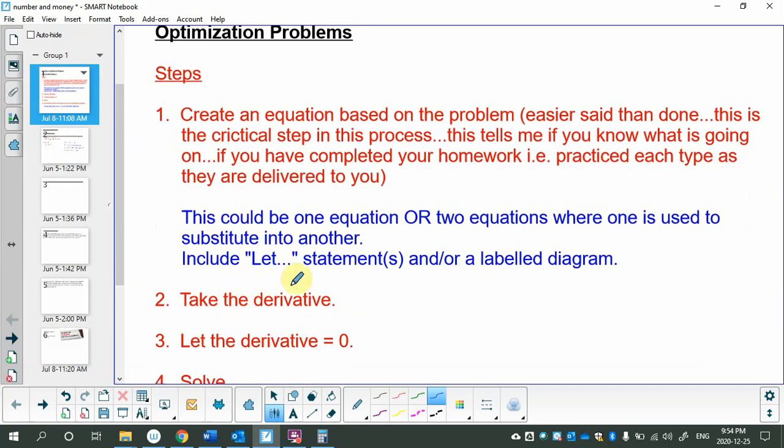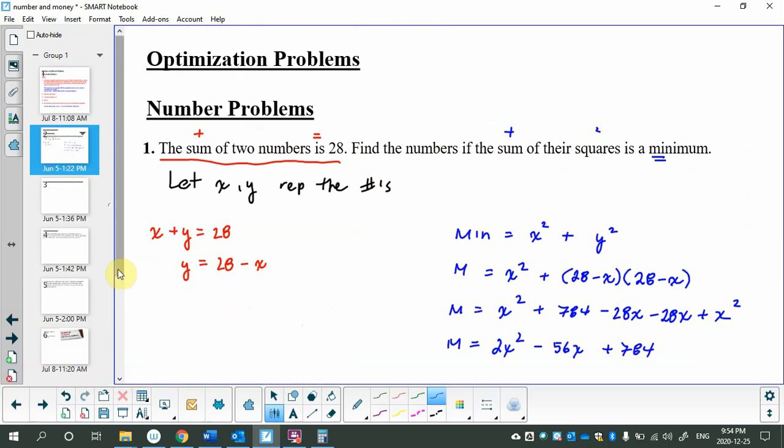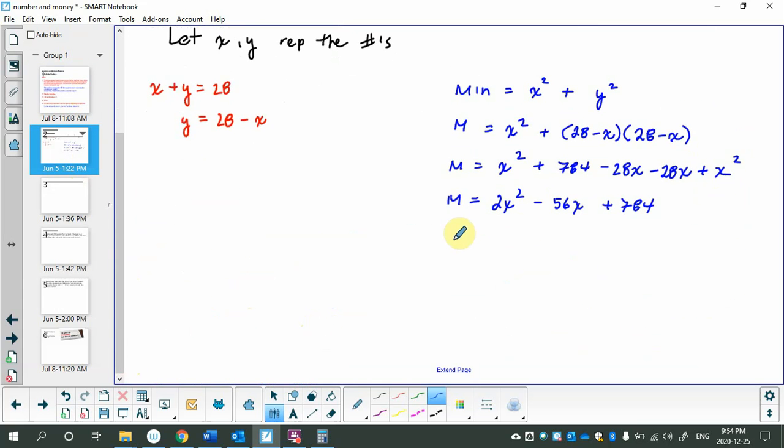I now have to take the derivative and let the derivative equal 0. So this is going to be minimum or maximum, f prime. So 4x minus 56. And then I have to let that equal 0, and I have to solve for x. So thankfully no factoring, but I do have to get the x by itself.